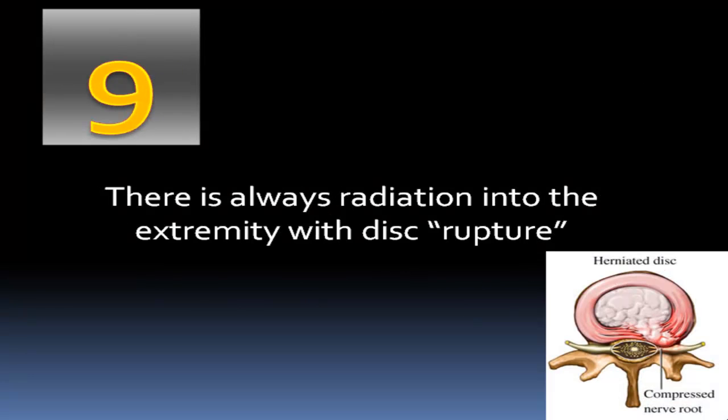Number 9, there is always radiation of pain into the extremities with radiculopathy. Well, that depends. First, on the specific fibers affected, but more importantly, the location involvement, meaning if the process is more central, as with central disc bulging or with some forms of stenosis. The pressure is first on the posterior longitudinal ligament, which may cause referred pain, but not radicular pain.